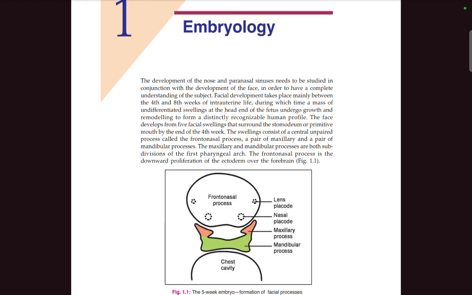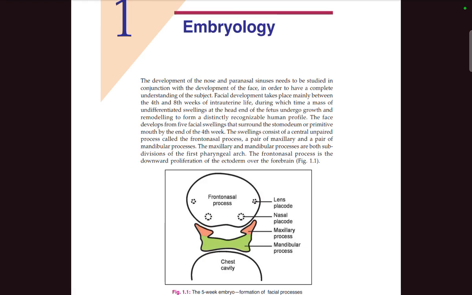The swellings consist of a central unpaired process called the frontonasal process, a pair of maxillary and a pair of mandibular processes. The maxillary and mandibular processes are both subdivisions of the first pharyngeal arch. The frontonasal process is the downward proliferation of the ectoderm over the forebrain.